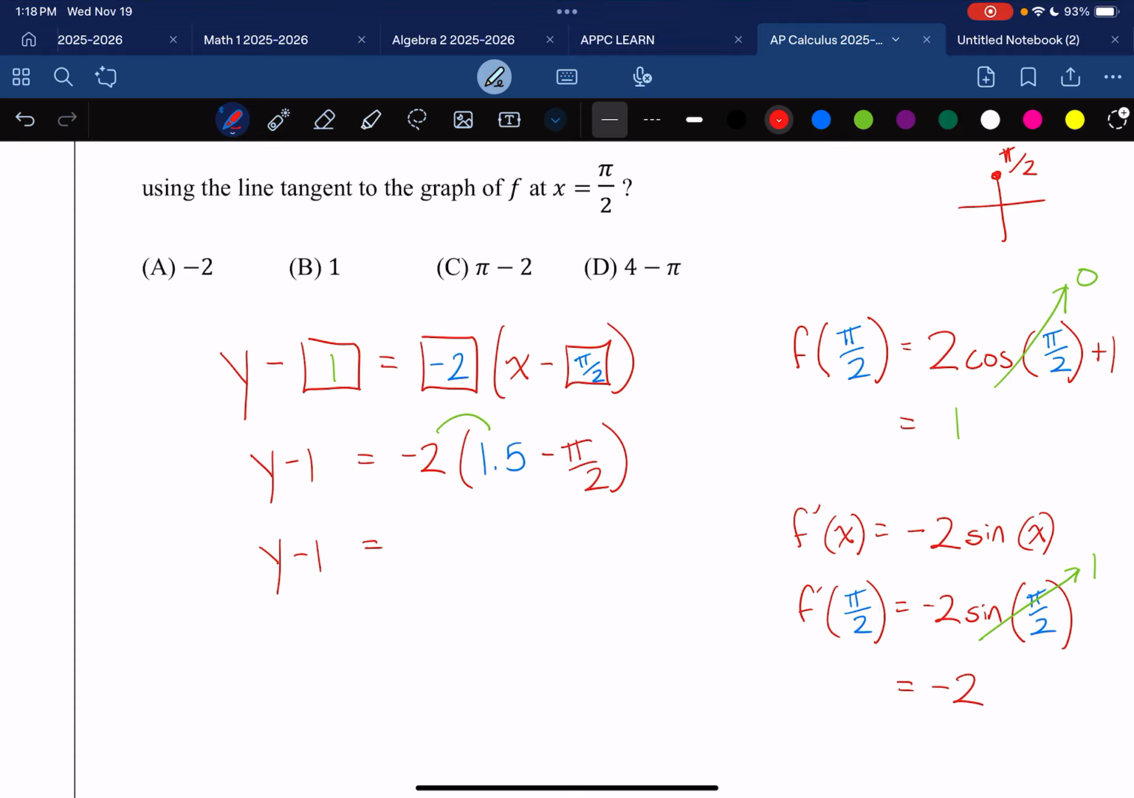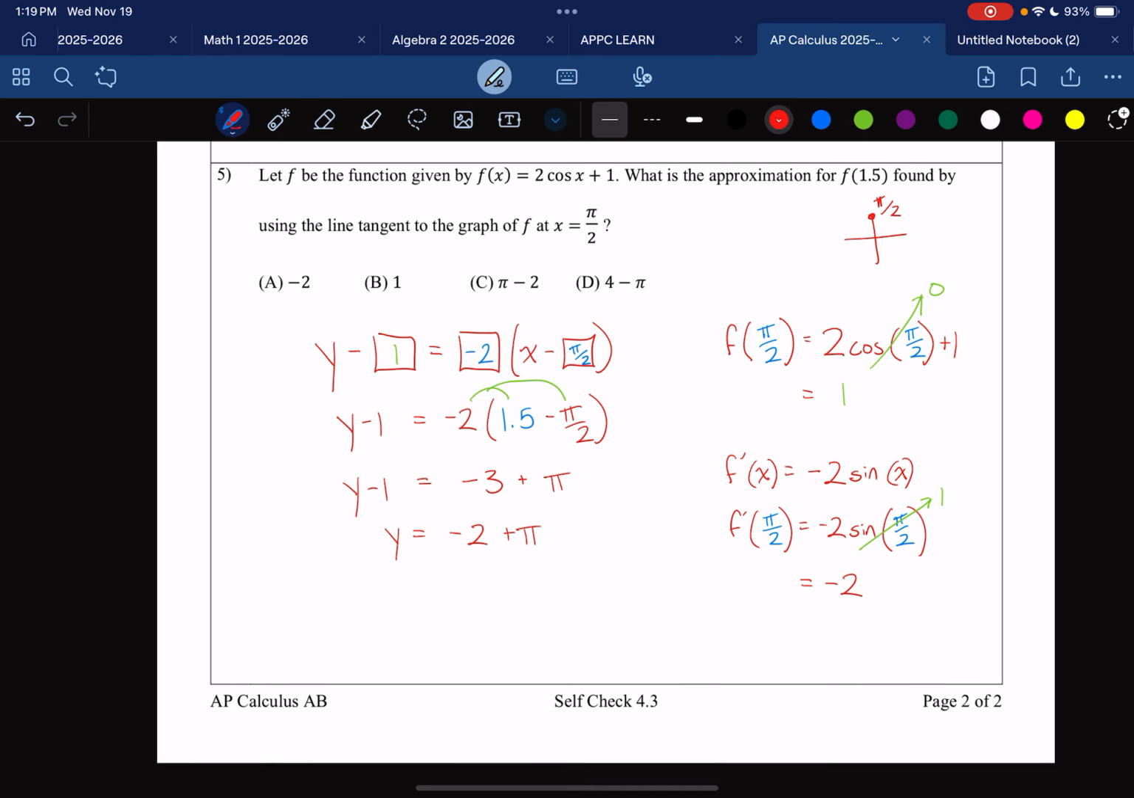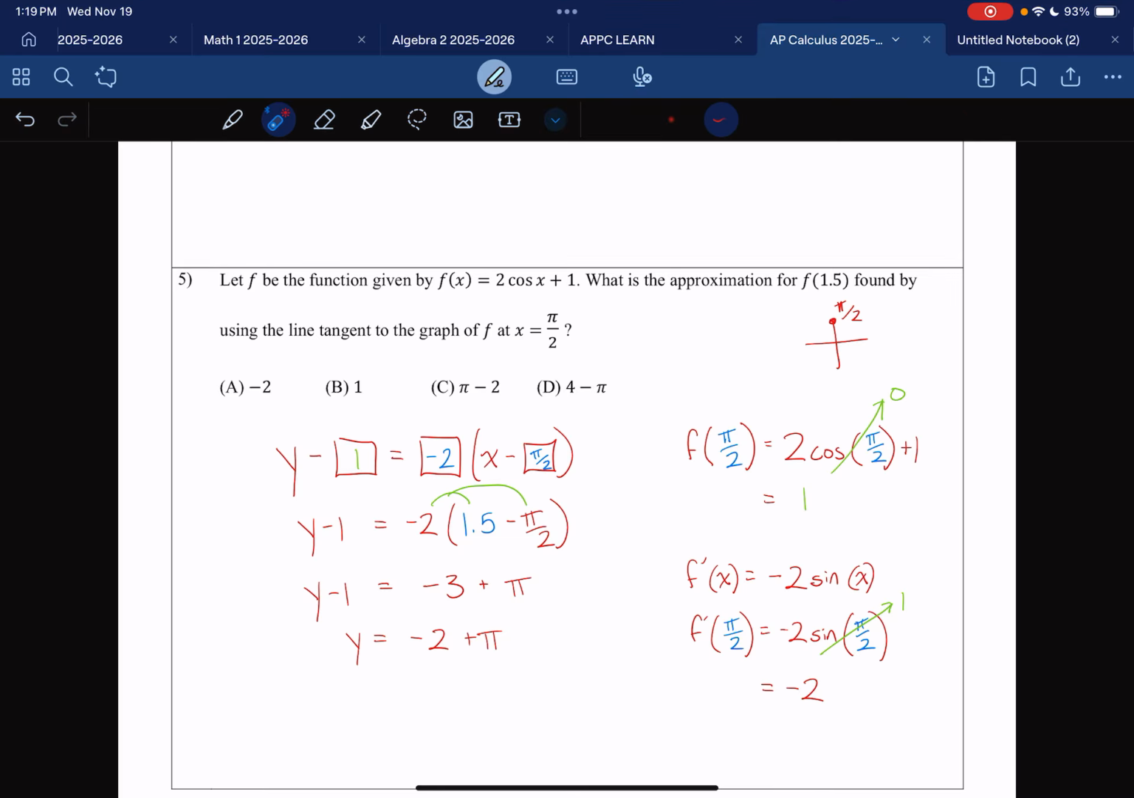The right-hand side is going to have a negative 3. And if I distribute the negative 2 again, the 2's should cancel out. The negatives will also cancel out because a negative times a negative is a positive. So I'm just left over with pi. So it's going to be a positive pi over here, plus pi. And the last step is to add 1 to both sides to get y by itself. So if I add 1, this turns into a negative 2 plus pi. Is there a negative 2 plus pi or pi minus 2? Oh, there's a pi minus 2. That's going to be option C.